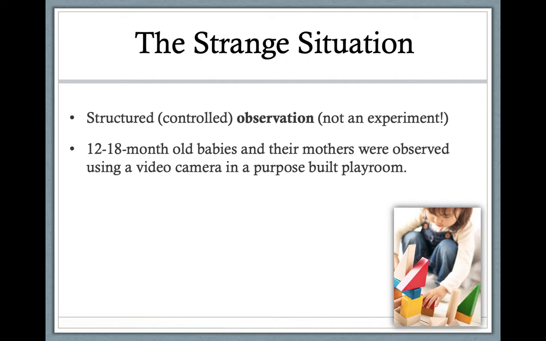So it kind of makes sense that if they're observing their attachment, they should already have one, because they need to have one to be able to say what type of attachment they have. So that's why they used 12 to 18-month-olds. And the babies and their mothers were observed with a video camera, and also through a one-way mirror in a purpose-built playroom.